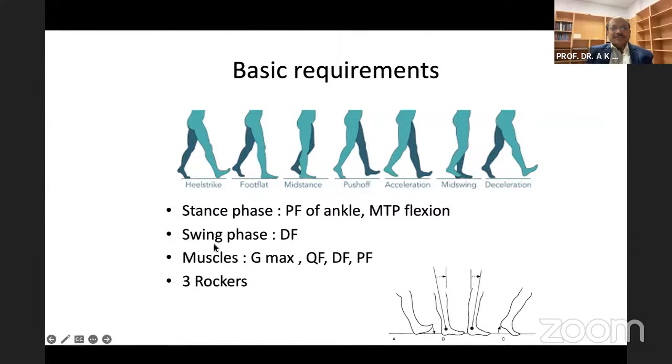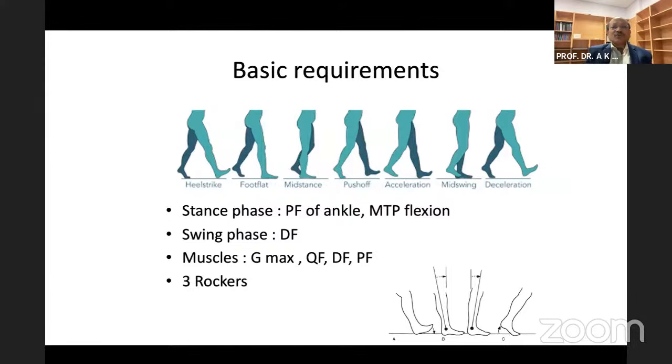So what are the muscles required? Basic muscles required for locomotion are the plantar flexors of the ankle and dorsiflexors of the ankle. Quadriceps is extremely important. See, in the mid stance, if the quadriceps is not there, the whole body weight is taken by the single limb. And that is only possible by locking of the knee and quadriceps function.